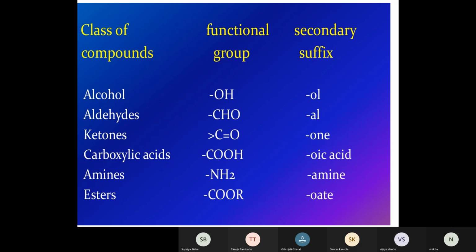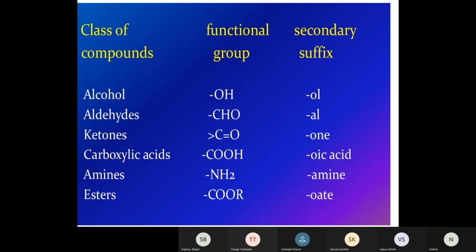Then ketones, then carboxylic acid, which contains COOH. In that also the carbon is doubly bonded to the oxygen and the OH is attached to the carbon. For that, we use the secondary suffix, that is oic acid.